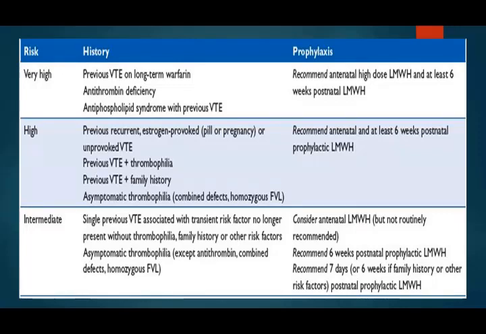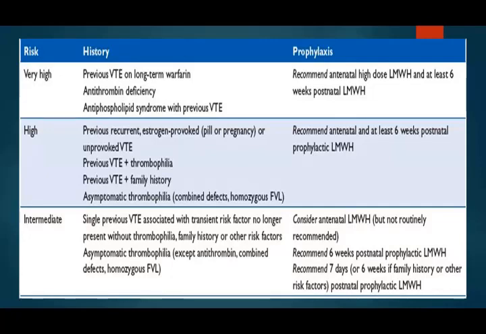Similarly, in the high risk group, we have ladies with previous recurrent, estrogen provoked, like pill or pregnancy, or unprovoked VTE. Previous recurrent events were there, either estrogen provoked or unprovoked. They were recurrent VTEs. Even a single event which was estrogen provoked, or unprovoked multiple events, they all fall into the high risk group. Previous VTE was there, but there is family history as well, thrombophilia as well.